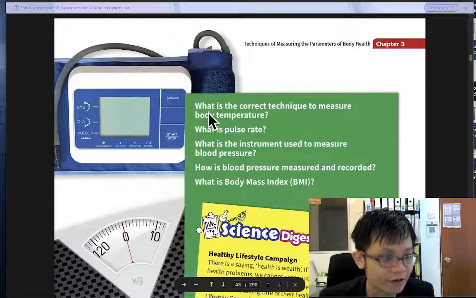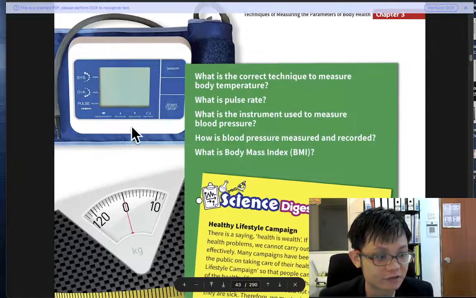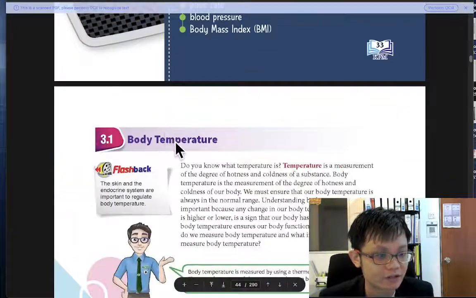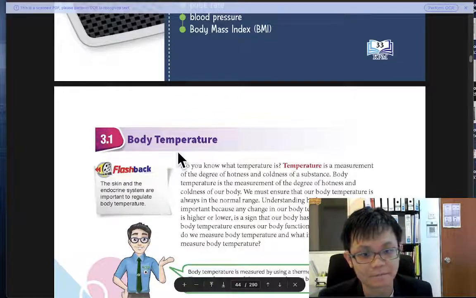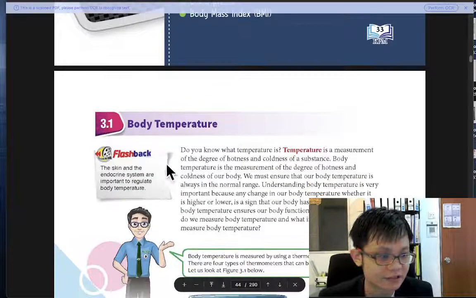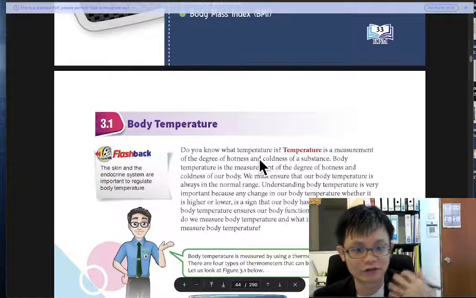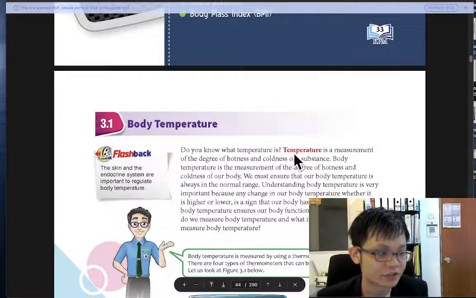And down here, how do we want to measure our temperature? First we go to body temperature, and we know body temperature is normal. I mean, we know that temperature is very important for the doctor to check.